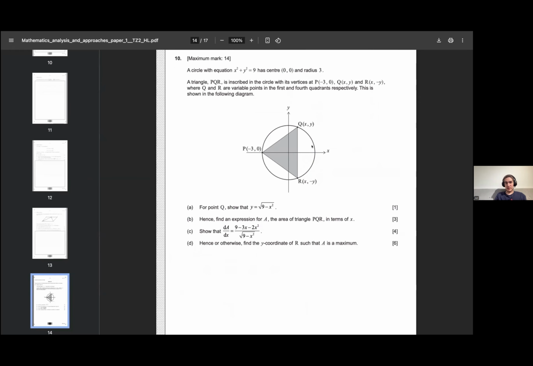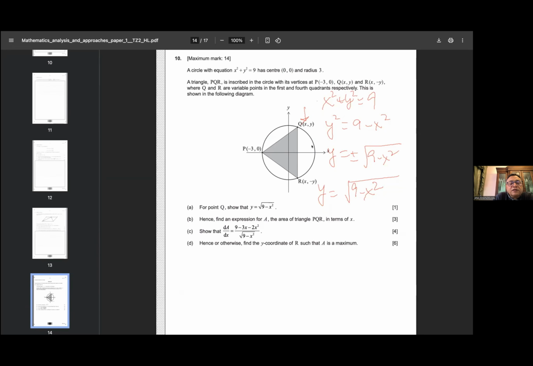Since we are given the equation of the circle, x squared plus y squared equals 9, we can isolate y. So y squared equals 9 minus x squared, correct? Since we are looking for the value at Q, it will be positive. The y value is positive for Q and y will be negative for R. Is that clear? Yes. So for point Q, y is the square root of 9 minus x squared.